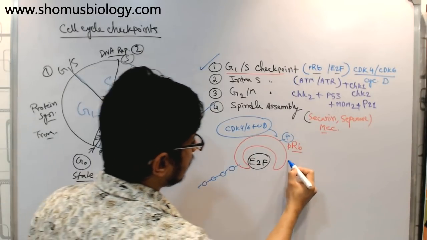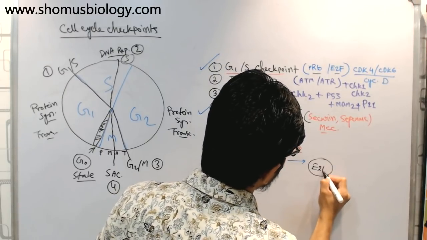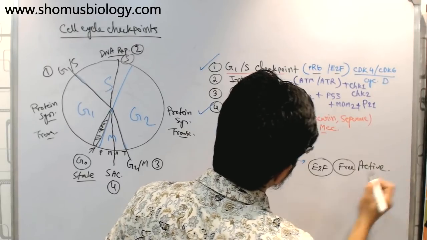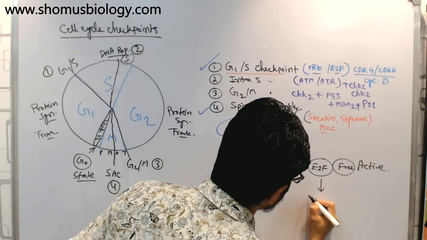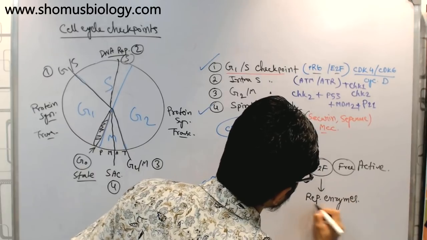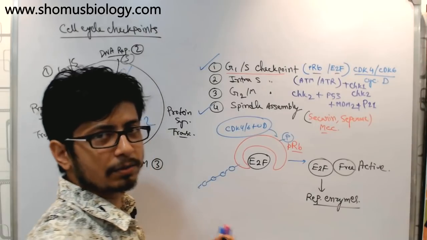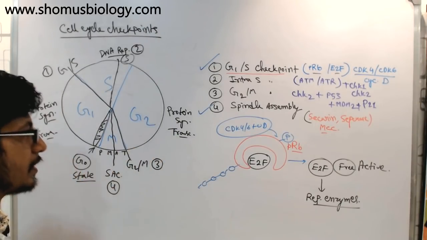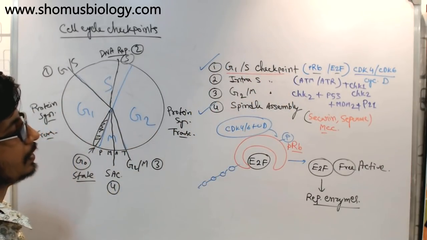As a result, now what happens? E2F is now free, means it is active, means E2F can do all the work, that is production of replication enzymes. So as they produce replication enzymes, the cell will progress. It's ready to progress from G1 to the S phase, because the cell is being prepared to handle the S phase. So this is what is checked in the G1/S checkpoint.